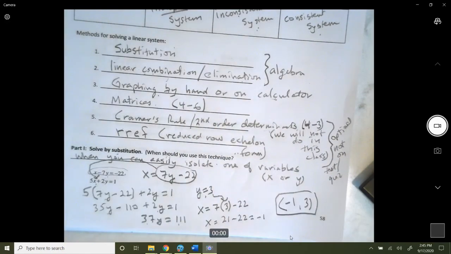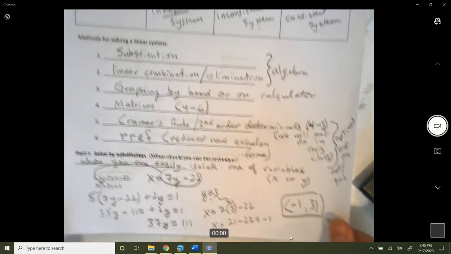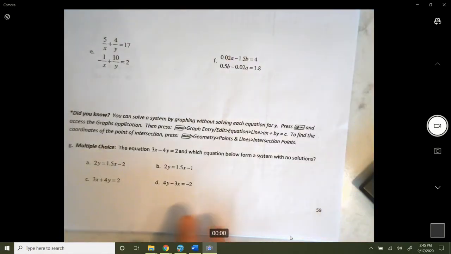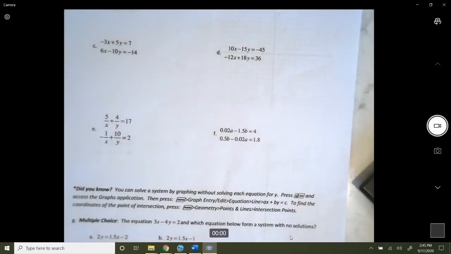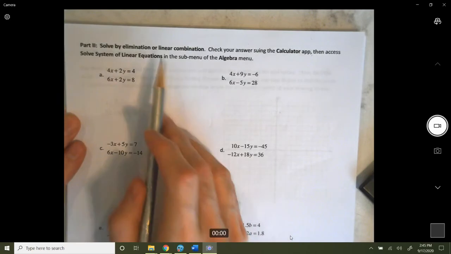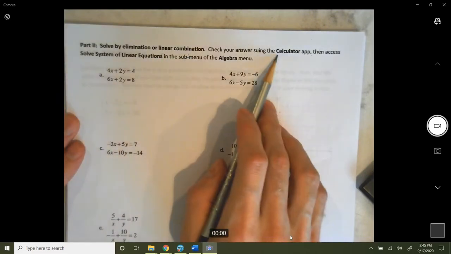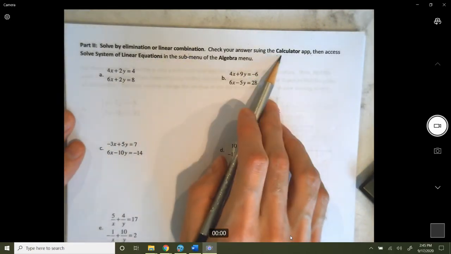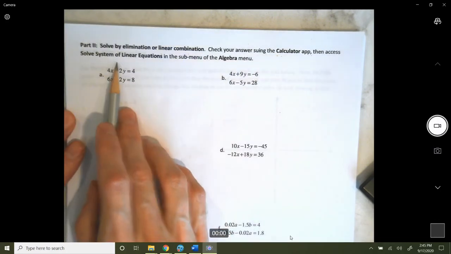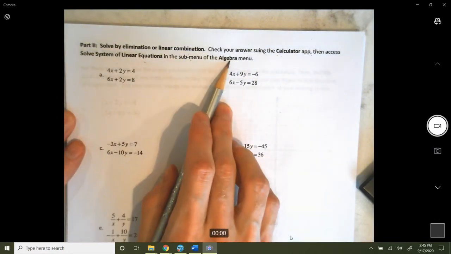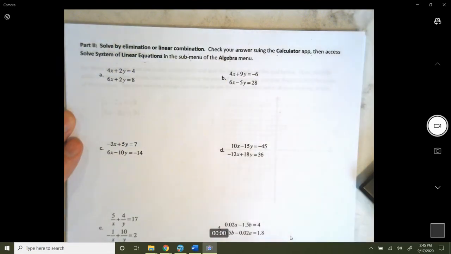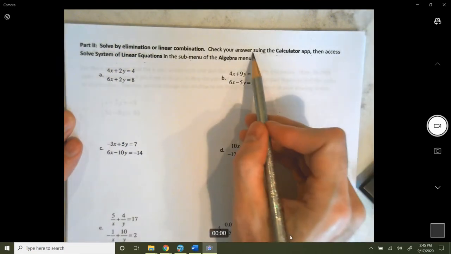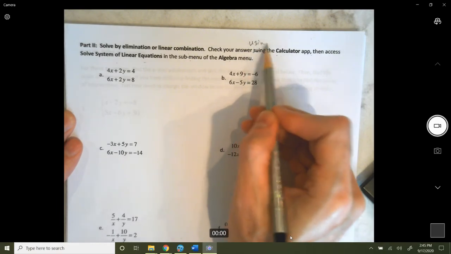All right, okay, let's go on to the next page. I'm going to go through some other examples, and we're going to go through these fairly quickly. So feel free to stop and pause or fast forward to one that you have a question on. Okay, so it says for these, you're going to solve by elimination or linear combination. Check your answer using the calculator app, then access solve system of linear equations in the submenu of the algebra menu. Okay, so we'll just use the calculator.